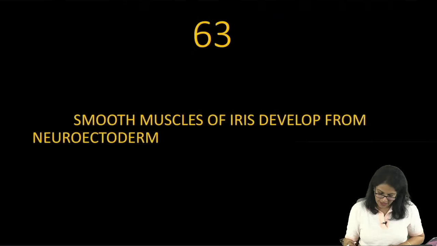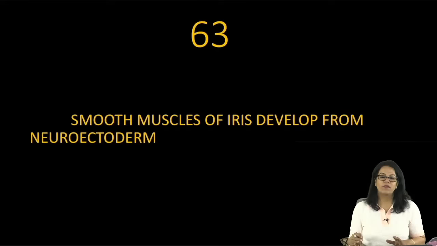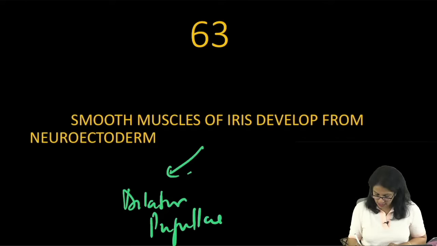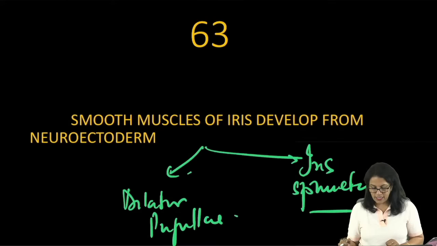Okay, next point. Smooth muscles of iris develop from neuroectoderm. What are smooth muscles of iris? We are talking about dilator pupillae and iris sphincter. These are the smooth muscles of iris. They develop from neuroectoderm.